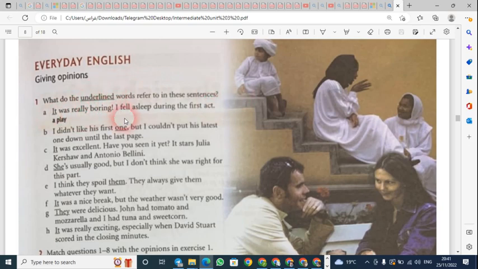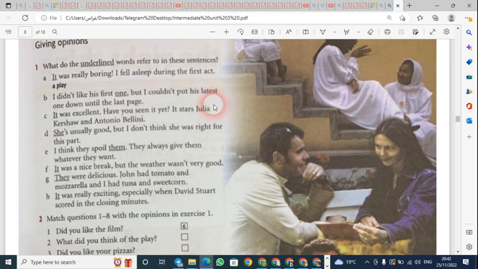It was really boring. I fell asleep during the first act.